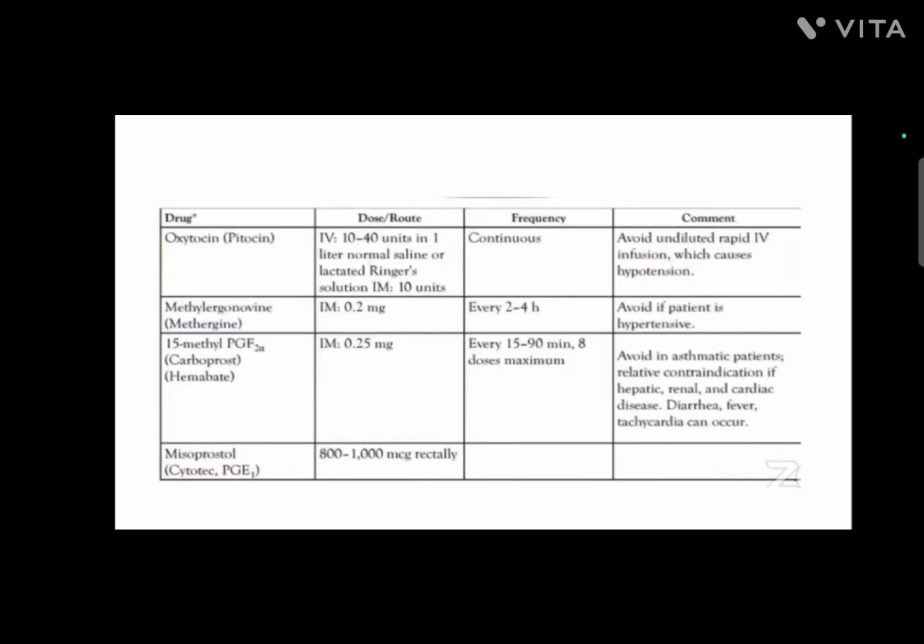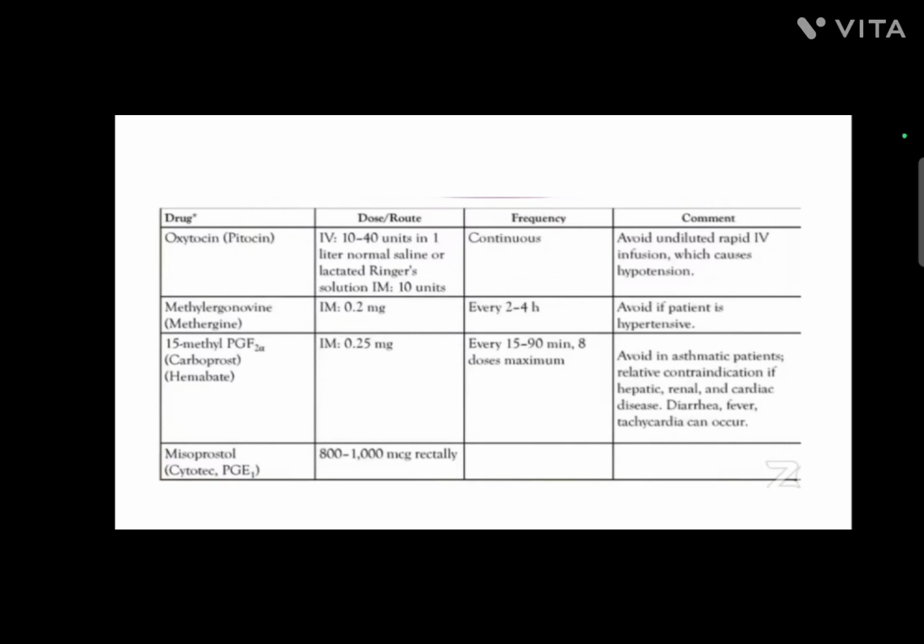So, as we have read in the two classes about the oxytocin drugs, the ergot derivatives and the prostaglandin derivatives, the oxytocin dosage I have discussed. You can use 10 to 40 units in 1 liter of saline, either normal saline or Ringer lactate. If you are giving IM, you have to give 10 units. And we need to avoid diluting and also rapid infusion of IV bolus, because it will result in hypotension, and the side effect of oxytocin toxicity is water intoxication.